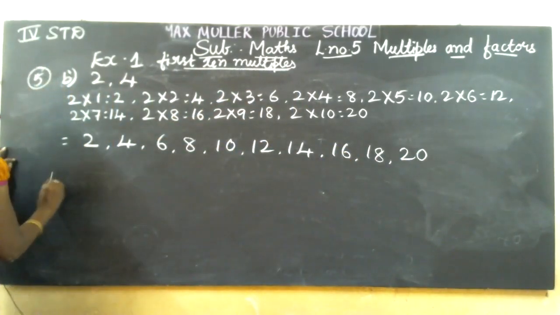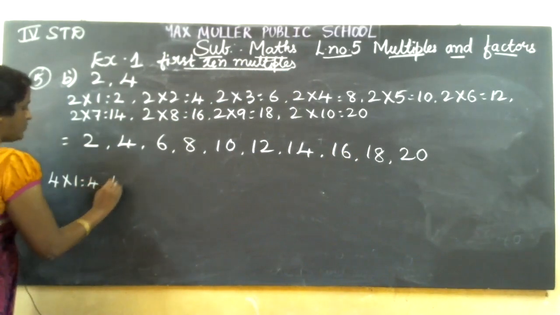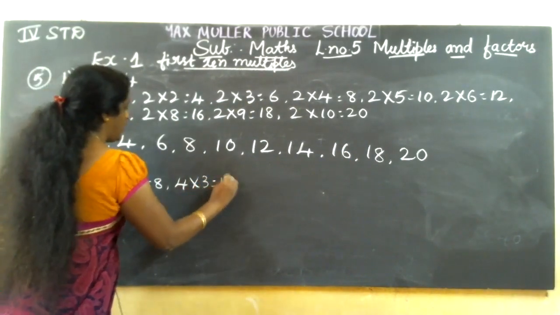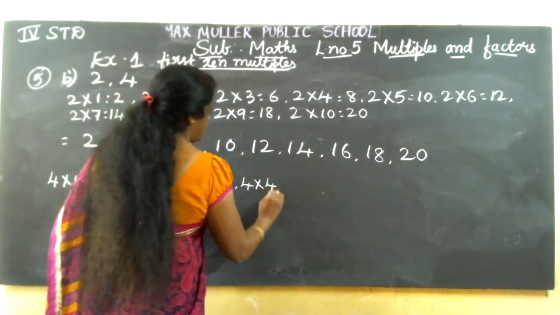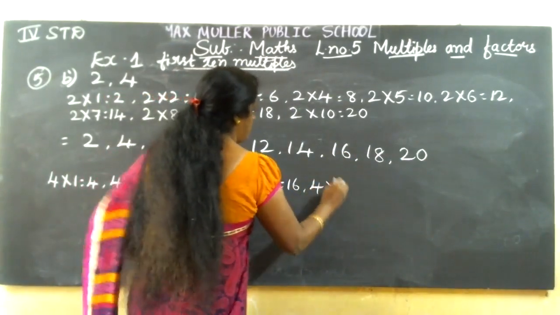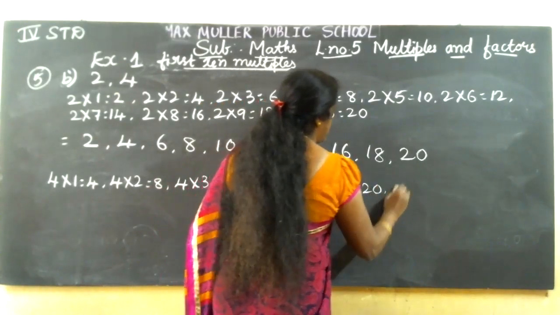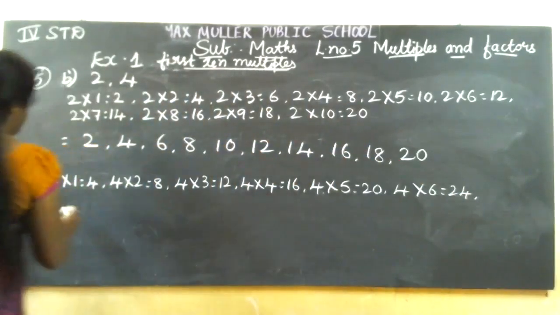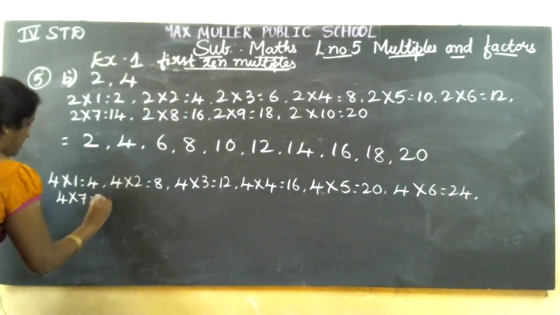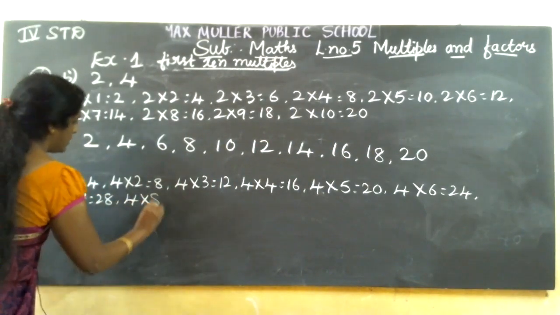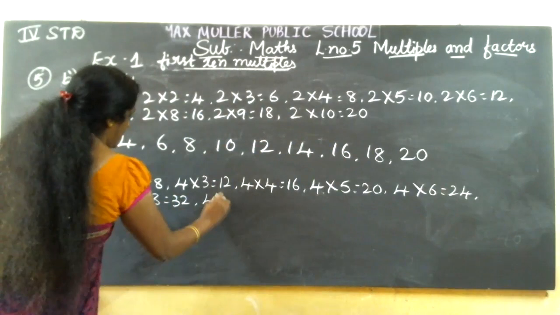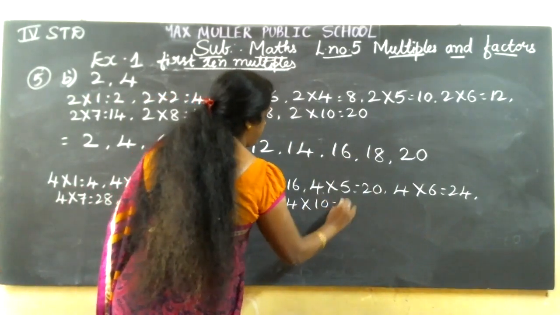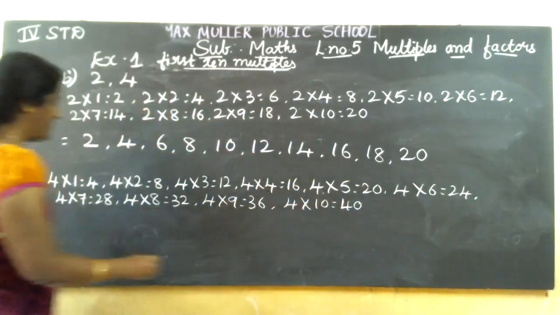Next is 4. 4 1s are 4. 4 2s are 8. 4 3s are 12. 4 4s are 16. 4 5s are 20. 4 6s are 24. 4 7s are 28. 4 8s are 32. 4 9s are 36. 4 10s are 40. So write all the multiples down.